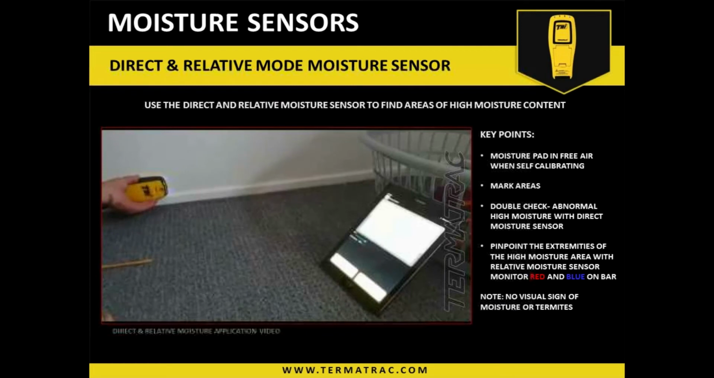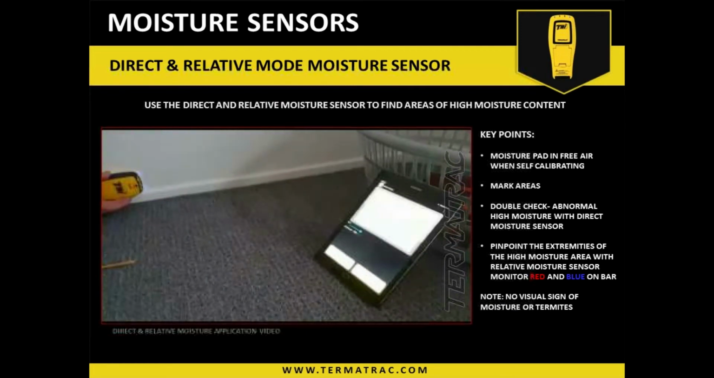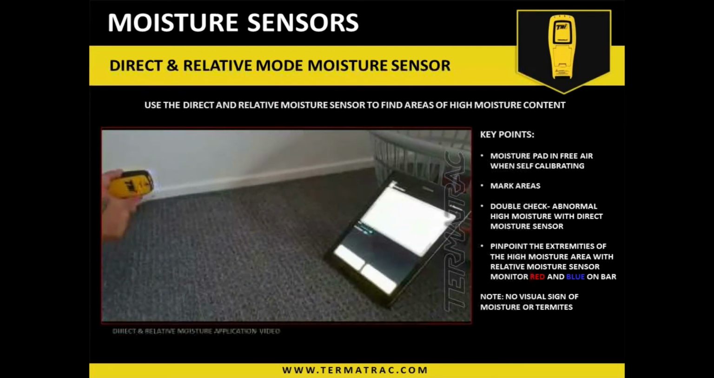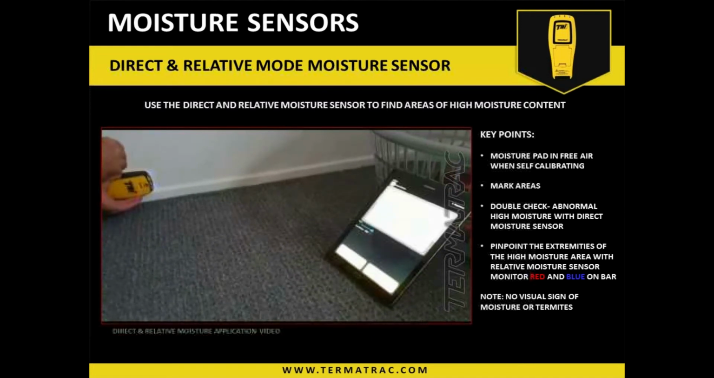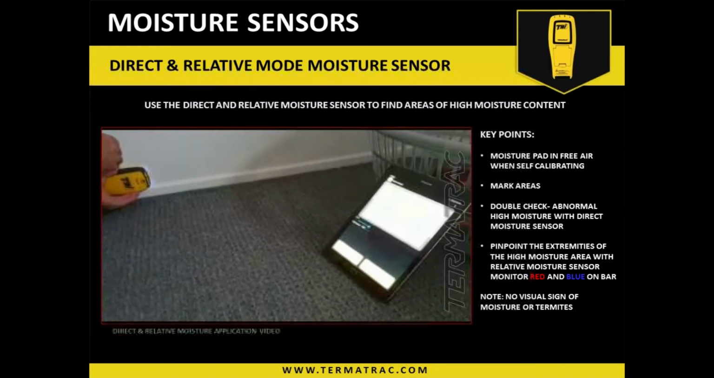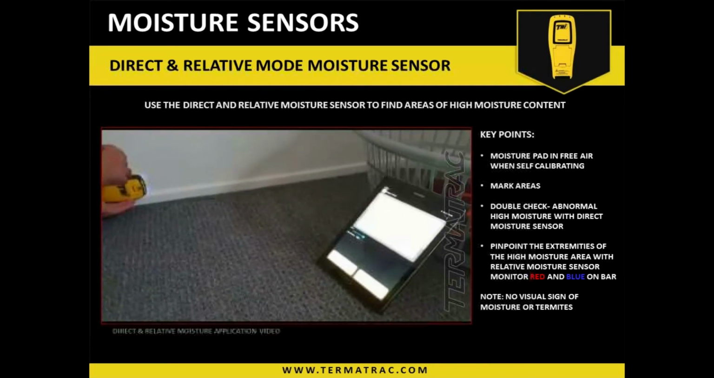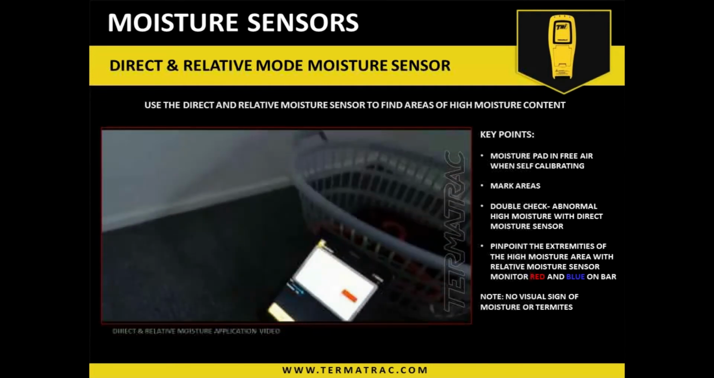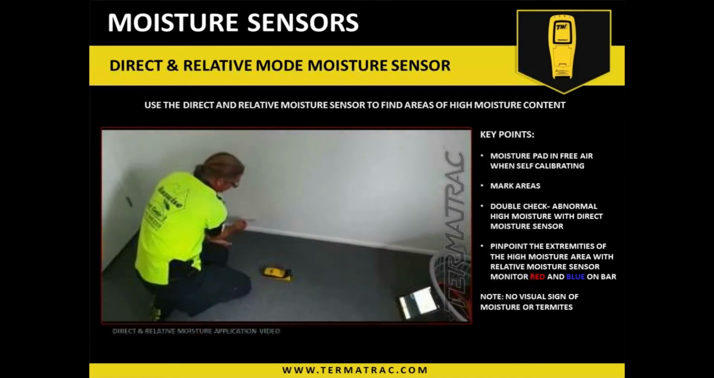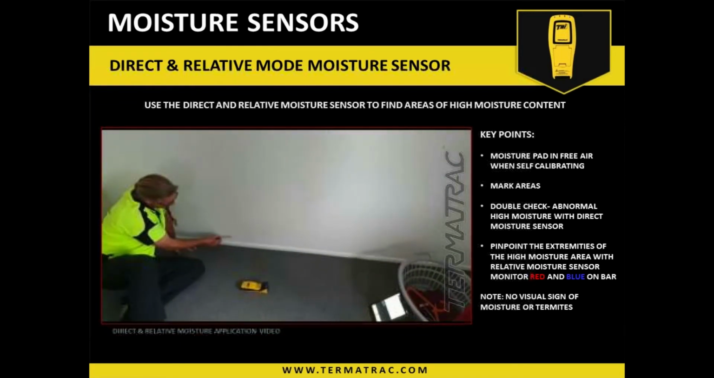Now just on the screen there, we see that red's just disappeared. That now has become the exact extremities of the moisture. I'm going to use that central to where my sensor is and mark the wall. So over on the wall here, you can just see this mark here.